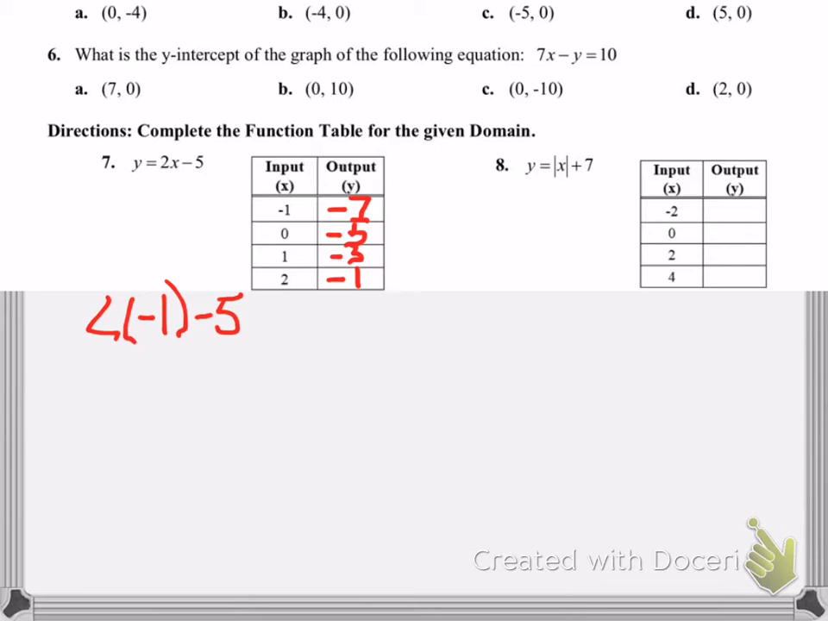For the next one, we have the absolute value. Remember, absolute value makes things positive. So the absolute value of -2 is going to become +2. And then I'm going to add the 7 onto that. So 2 plus 7 will give me 9. 0 plus 7 gives me 7. 2 plus 7 gives me 9. And 4 plus 7 is 11.